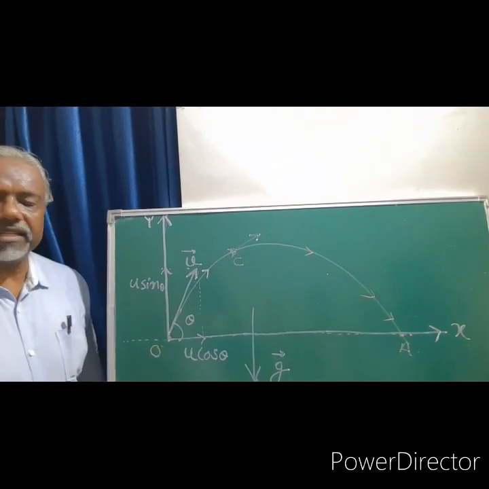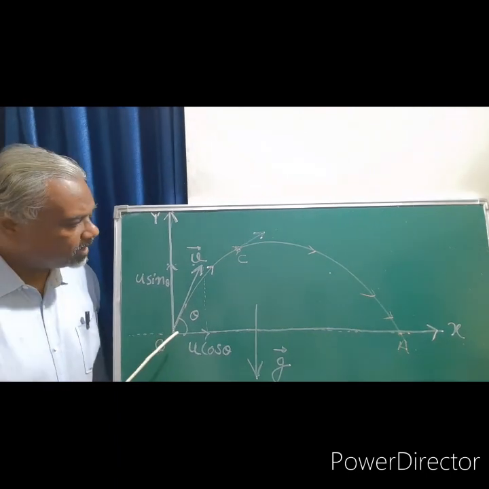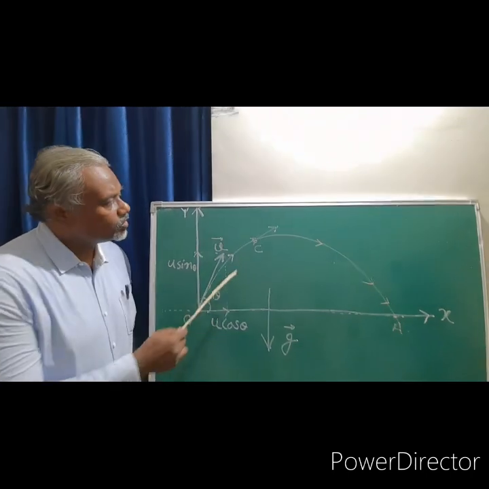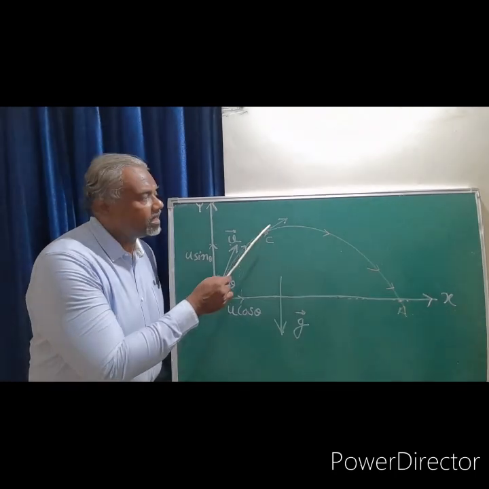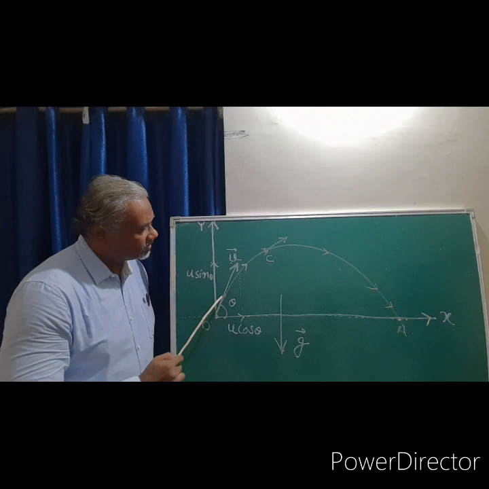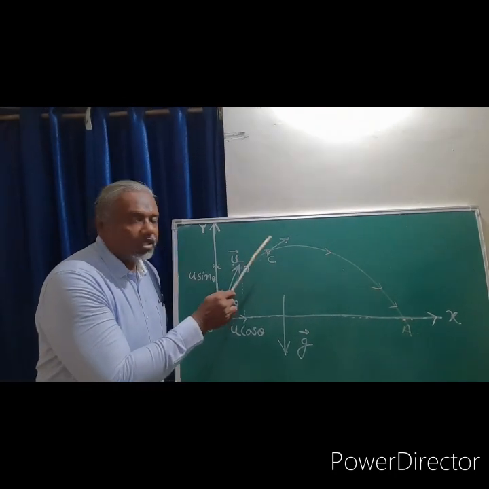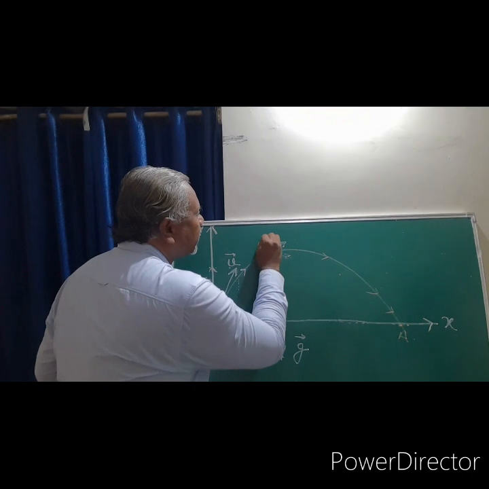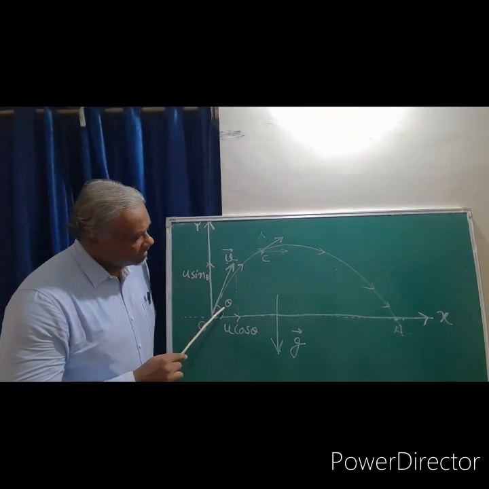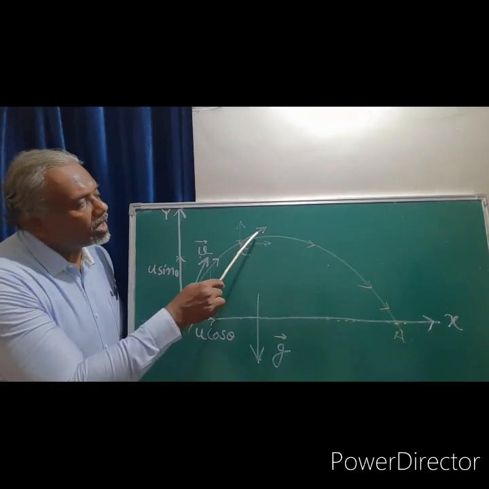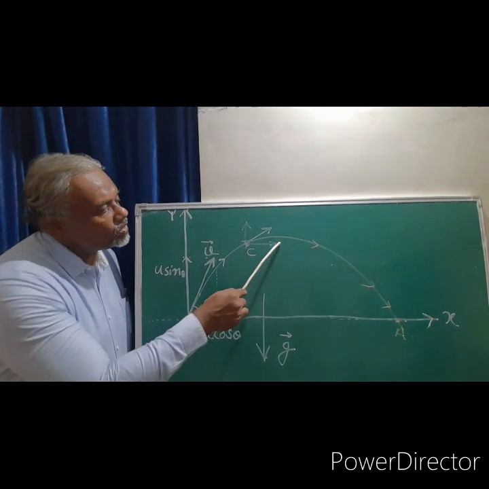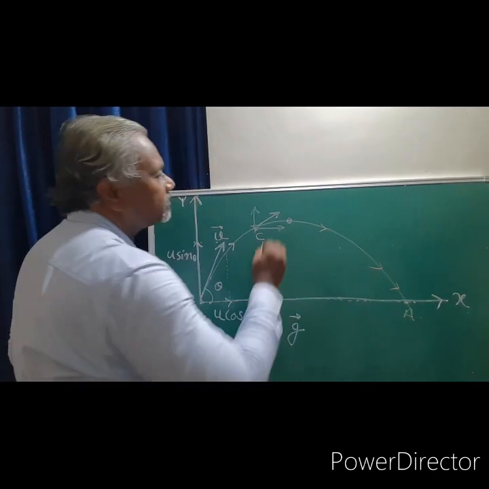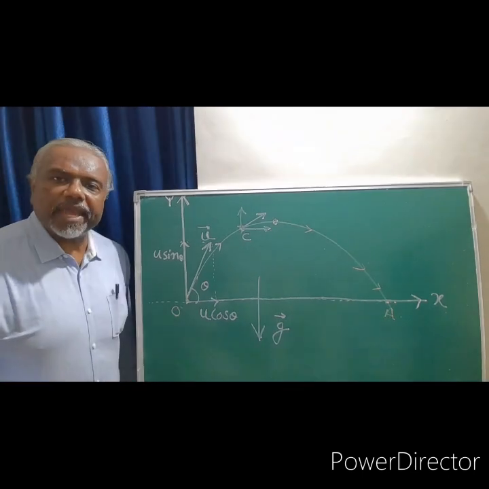And your experience says that when object is thrown from point O, as it goes up, its velocity goes on decreasing. So that is why I have shown velocity at point C by an arrow of shorter length. Resolve this velocity into two components, horizontal and vertical component. Children, this angle theta, here angle with the horizon will change, but this magnitude will remain same, u cos theta. And this is the point of maximum height.